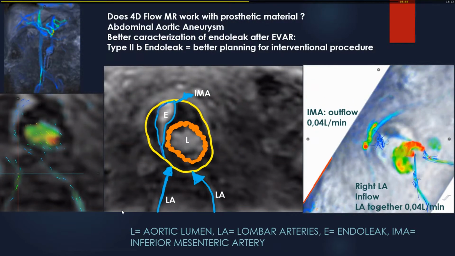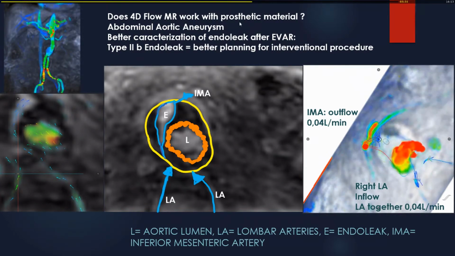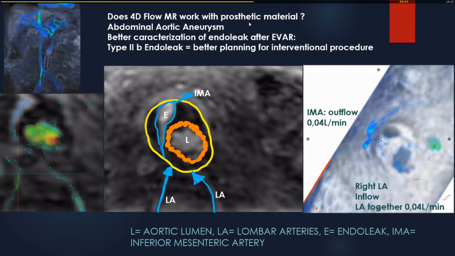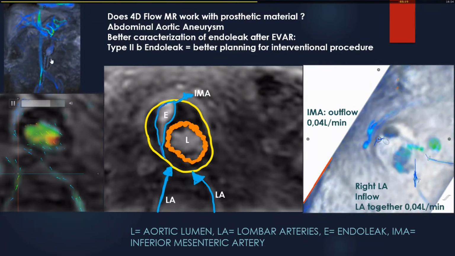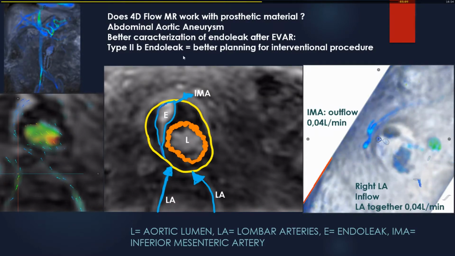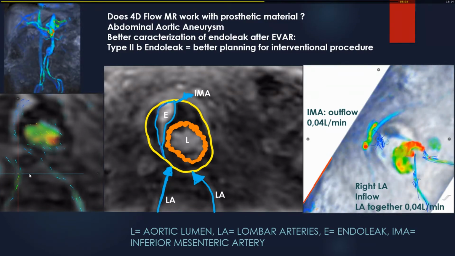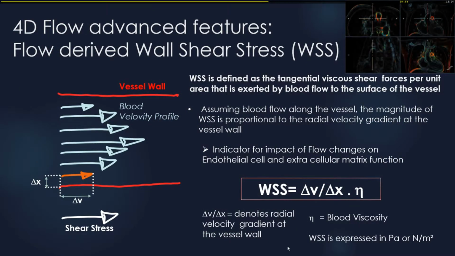Here's an example of peripheral arterial disease, but also to show you that this kind of sequence works also with prosthetic material. We will see it later on the heart, but here we have aortic aneurysm, as you can see here. We don't have any compromising artifact. Here we can see all the accelerations, and interestingly we have endoleak here, and you can see the inflow from the lumbar arteries and the outflow from the inferior mesenteric artery, with all these velocity vectors here showing the blood flow direction, and that can help for a better planning of interventional procedure.